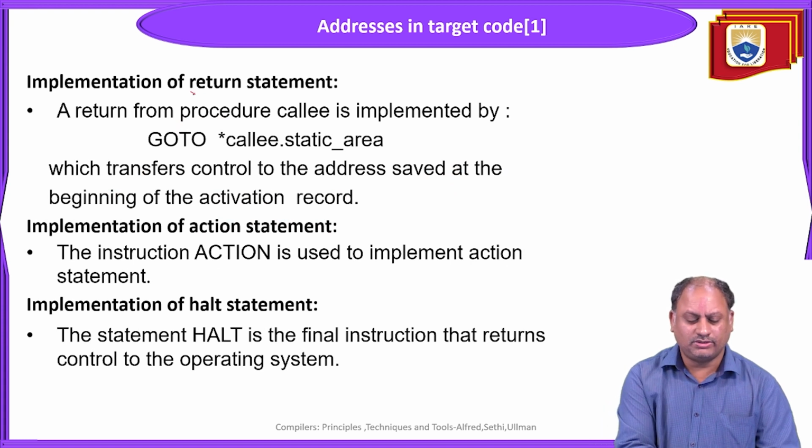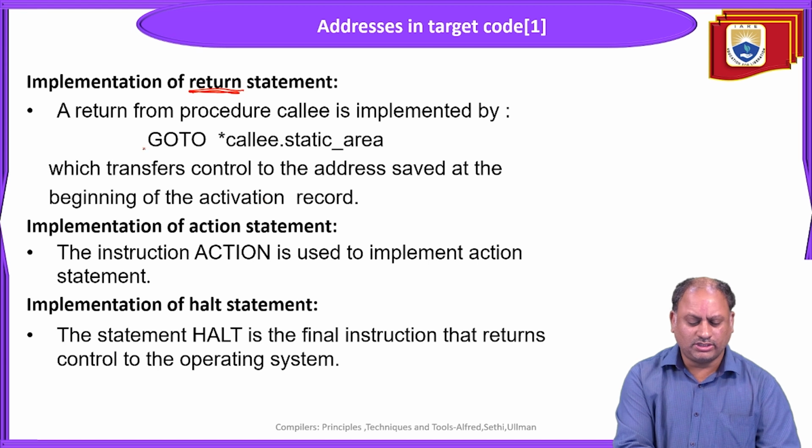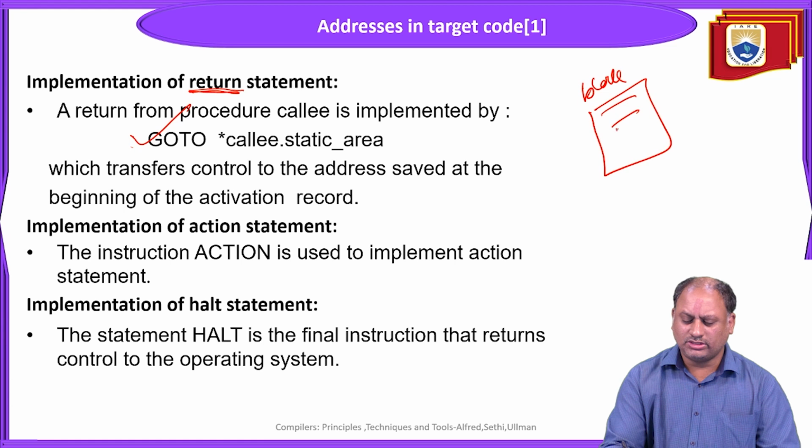The second one is the implementation of the return statement. So this return from the procedure, that is the callee procedure, is implemented by a statement called goto. Here goto means go to callee dot static underscore area, which is used for the purpose of transferring the control to the address saved at the beginning of the activation record. That means previously you have taken one block of statements, and each time the control is transferred whenever the condition is satisfied. If the condition is true, then go to something. So we are going to implement an edge transition.